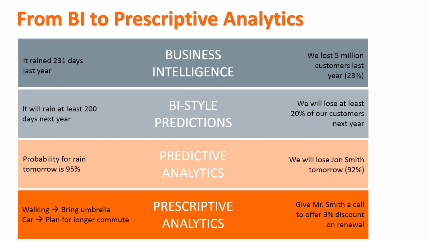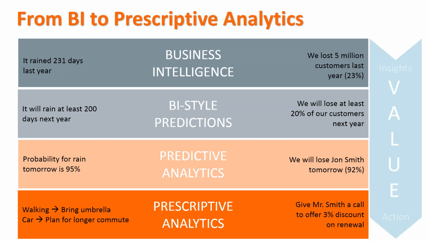Or, for example, in the case of Mr. Smith here, in the churn case, we could figure out that I should give Mr. Smith a call, tell him about our new service improvement initiative, and also offer a 3% discount on renewal. 3%, not 10%. 3% is enough to keep John Smith. So finding the right course of action, that's really the realm of prescriptive analytics.